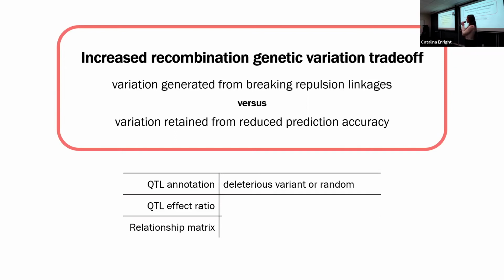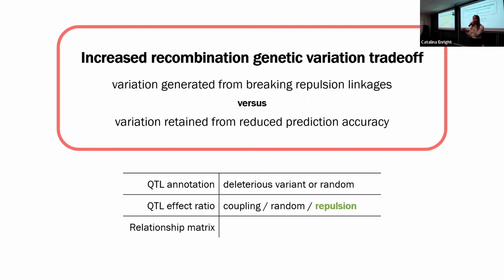So the first being the QTL annotation and whether those were deleterious variants or just randomly selected. It turns out that there's a lot of other variables that need to be in place for these to start to have a response in selection. They weren't as important as I thought they would be. But when we do have those other variables in place, which I'll get to in a moment, it is about what you'd expect, that if your QTL are in the region that you're increasing recombination, those will do better.